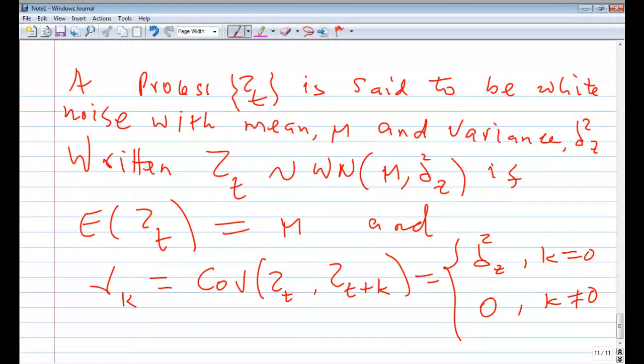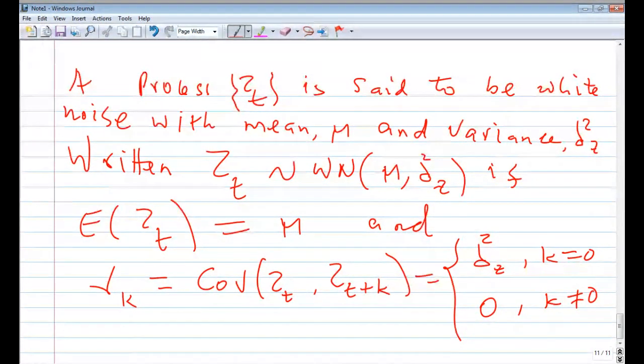A process Z_t is said to be a white noise with mean mu and variance sigma squared z, written as Z_t white noise, mu, sigma squared z, if the expected value of Z_t is equal to mu and gamma k equal to the covariance of Z_t and Z_t plus k, which is equal to sigma squared z if k equals 0, and 0 otherwise. That is, the covariance of Z_t and Z_t plus k is 0 if k is different from 0.